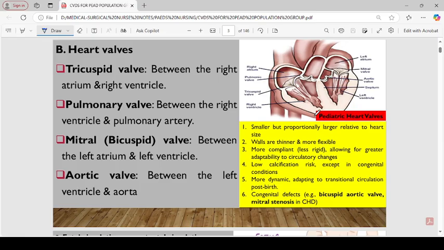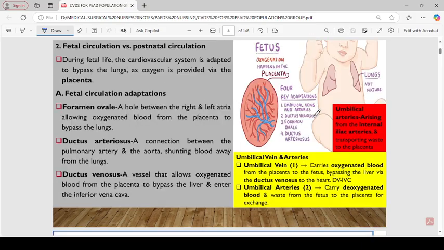In the pediatric cardiovascular system, the walls are very thin, more flexible, and more compliant, so they are less rigid than in adults, and this allows greater adaptability to circulatory changes. There is also a low risk of calcification of the valves, except maybe when you have a congenital disorder. The heart is more dynamic in adapting to transitional circulation, that is, post-birth. Lastly, congenital disorders like bicuspid aortic valve or mitral can occur in this population.